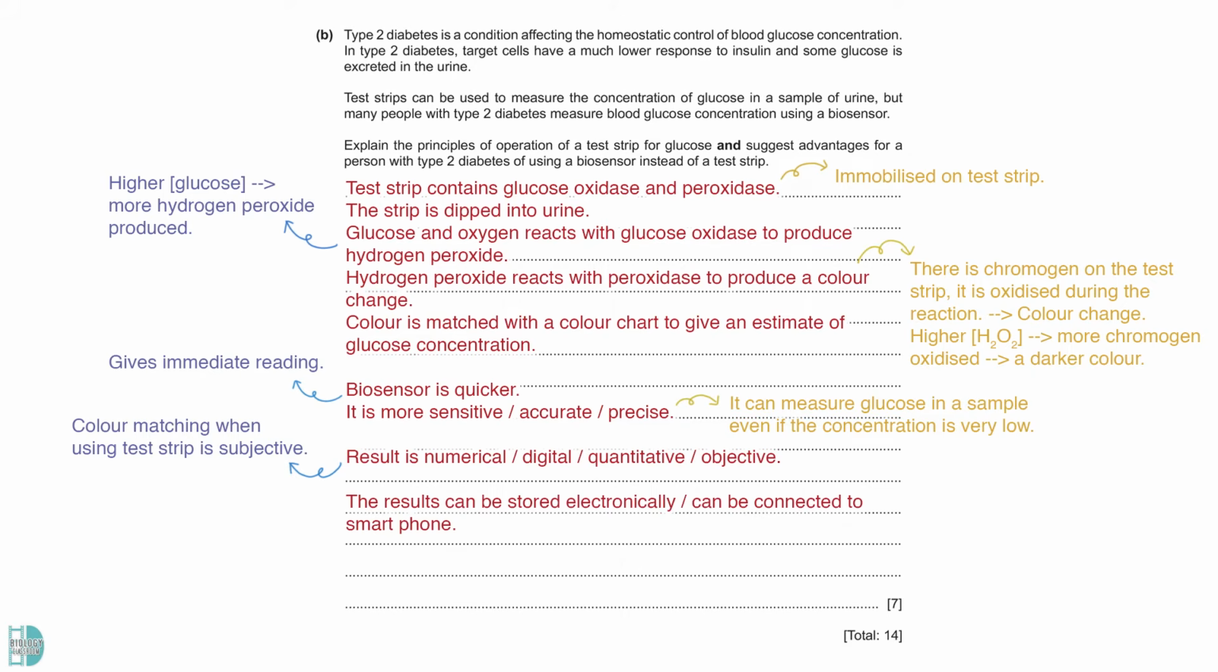Many biosensors can be connected to smartphones nowadays. The results can be stored electronically, allowing for further analysis. Lastly, a biosensor is reusable, while a test strip is single-use.